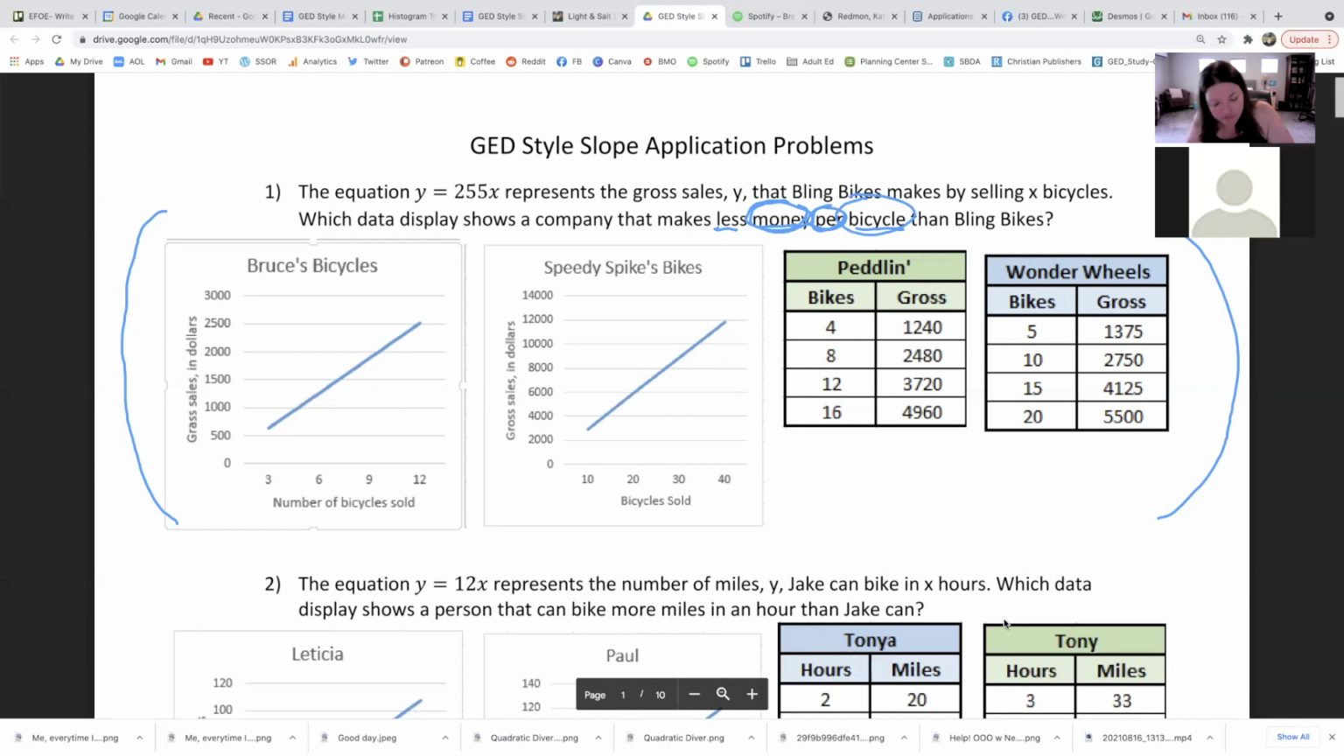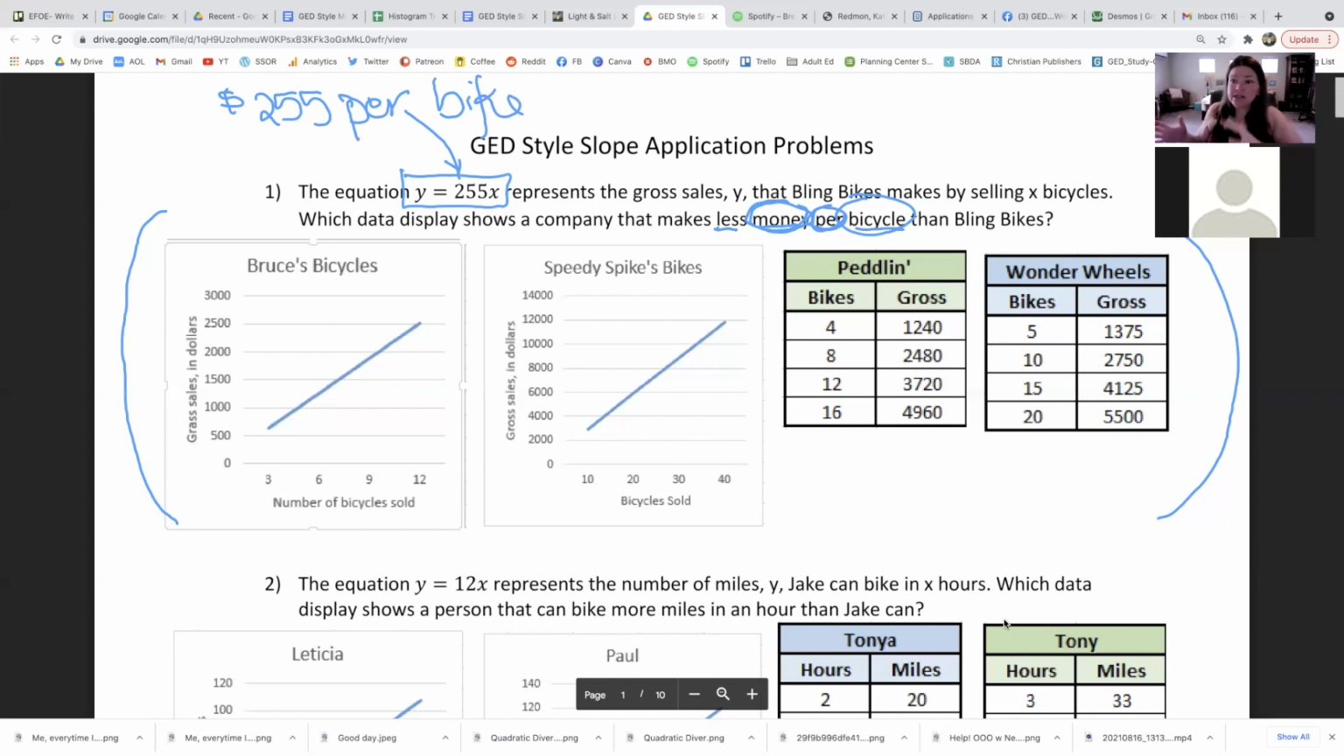Take a look at the equation first of all. You might not recognize this as a slope problem, but unit rate is a kind of slope, right? Slope is the rate of change. So in this case, see how it's y equals 255 times x? Well, x is the bicycles. So what they're saying here is that I make $255 each time I sell another bicycle. This is a case of $255 per bike. Just look for the number that's multiplying with x, that's shoved up against x, and that's your unit rate, your slope, your rate of change. Okay, so that guy is making $255 per bike.